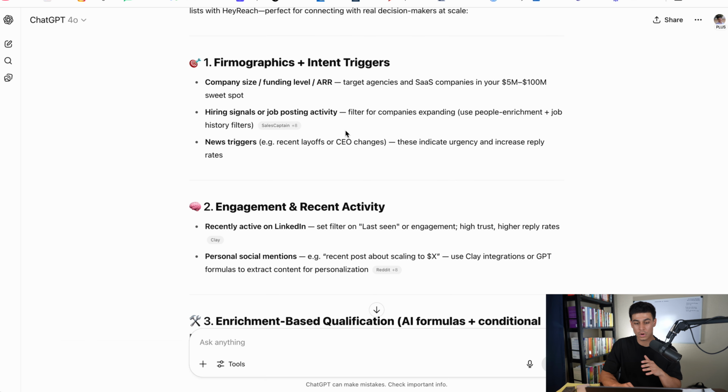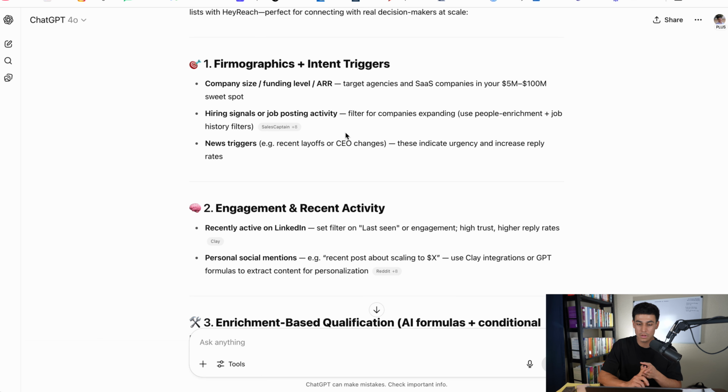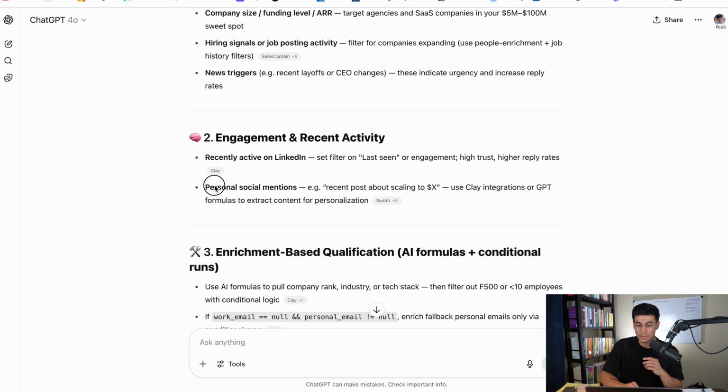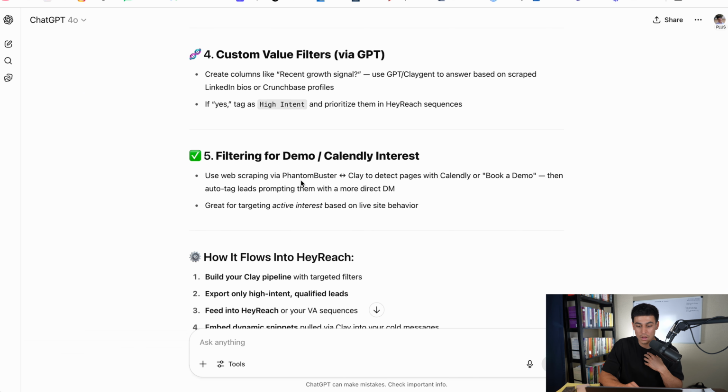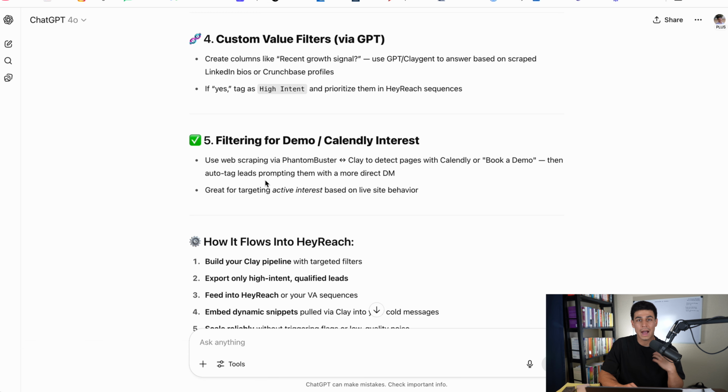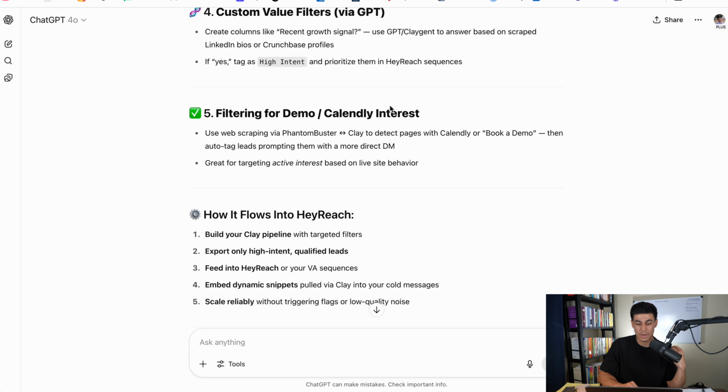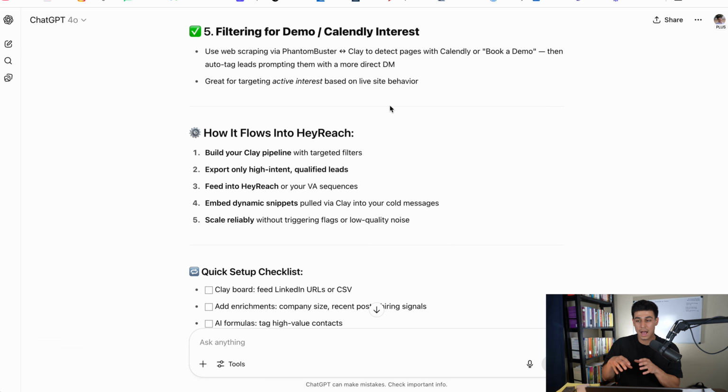Now, some of the filters that we're going to be going after is the funding level, the ARR, hiring signals or job posting activities, news triggers, engagement. We're going after if they are basically interested. Okay. So we can filter out different parts of the company based off what your service actually includes.